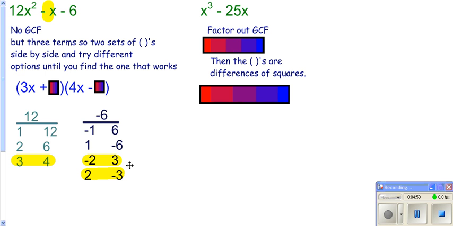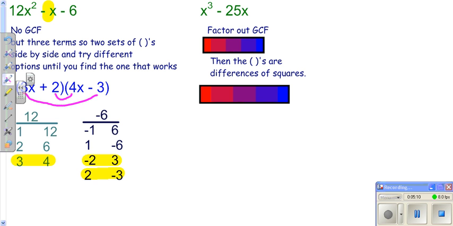Now we got to just go ahead and try those one at a time to see what works. So if we go ahead and try this, you'll notice that when you do this and you do this one here, that's an 8x and that's a negative 9x, which does give you your negative 1x. If you had tried these two flipped or one of the other options, you would realize that when you check your inner and outer terms, it doesn't work. So it's a matter of trial and error.